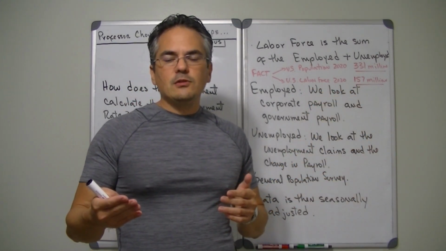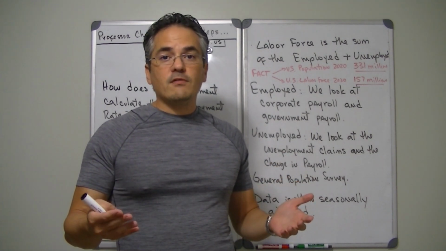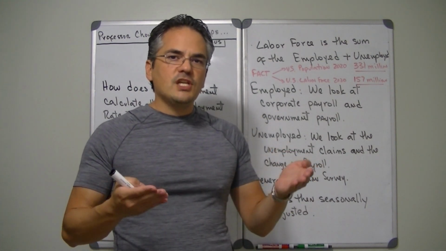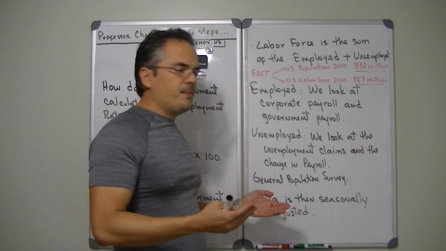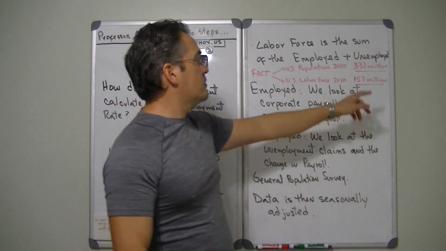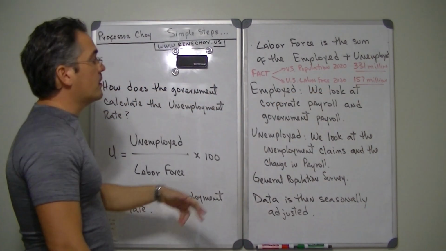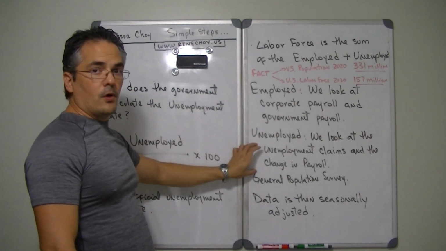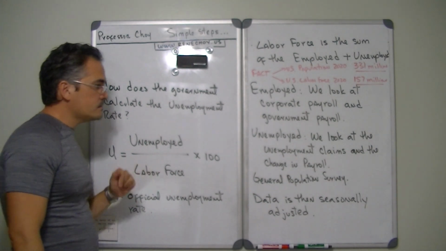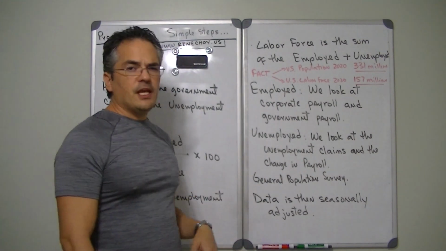So what they do at the unemployment office, and at the Bureau of Labor Statistics in the US, is use that information of changes in payroll plus the amount of people that are filing for unemployment claims. They basically try to figure out, using that information, how many people are officially unemployed. And they use that number for employed and unemployed in order to fill in right here where it says labor force.